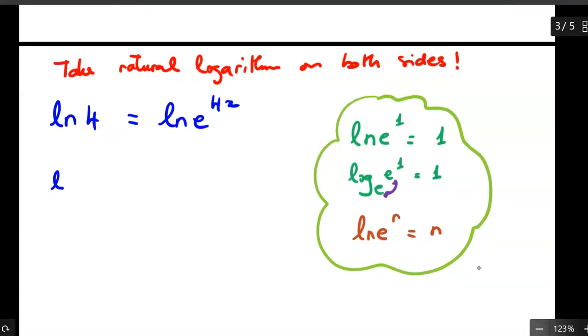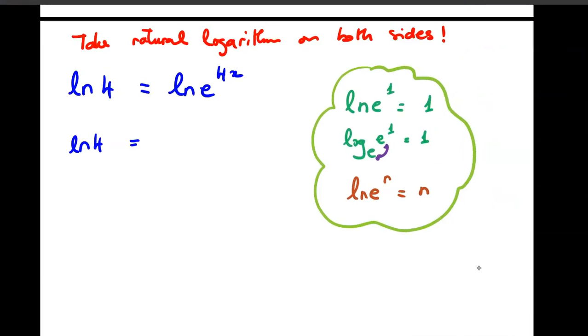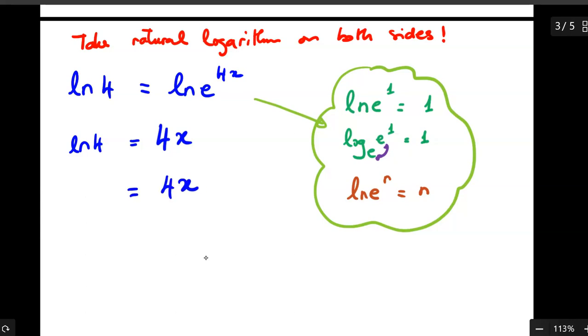So for that, I will have natural logarithm of 4, or ln of 4, equal to 4x. According to the natural logarithm property, this will turn into 4x. Now you see that you eliminate the e, and the natural logarithm of 4 you can easily find using your calculator. If you use your calculator, you can find natural logarithm of 4 is equal to 1.386294. I use quite a few decimal places in this case.